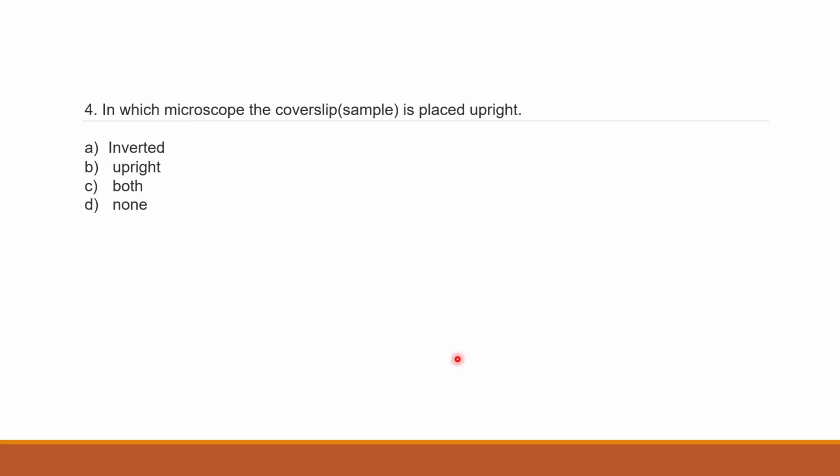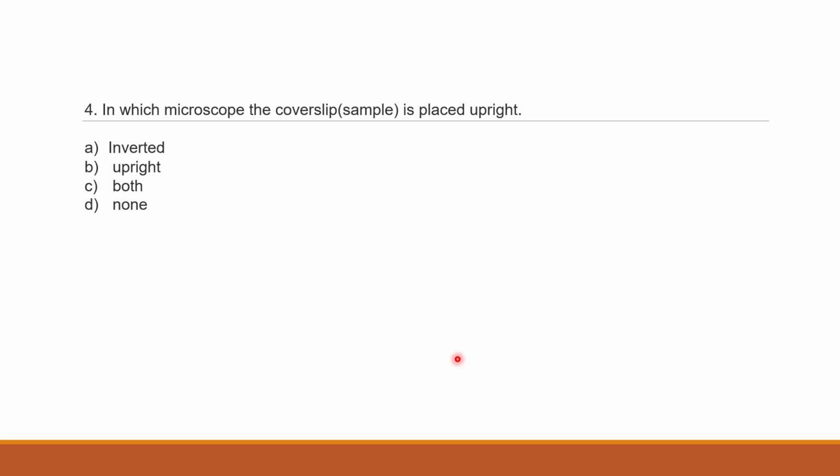Next, we can go into the fourth question, which is in which microscope the cover slip is placed upright. The cover slip is something which you place on the sample. It's a small glass, square, rectangle or round shaped, which you place on the sample to hold it in position, so that when you put it in a microscope and go for higher magnification, it does not touch your sample and it does not move. Your sample will get locked inside it.